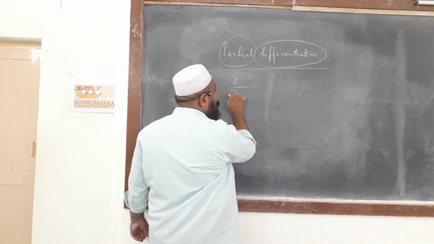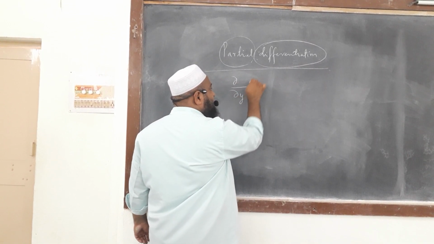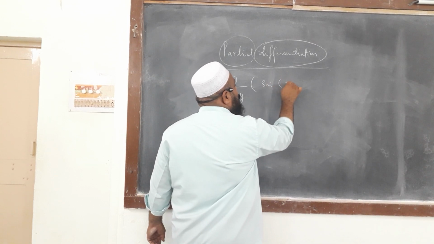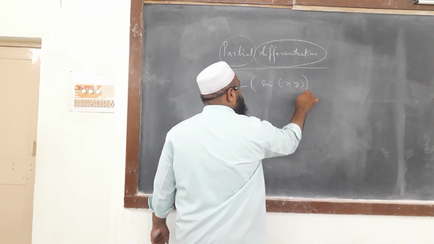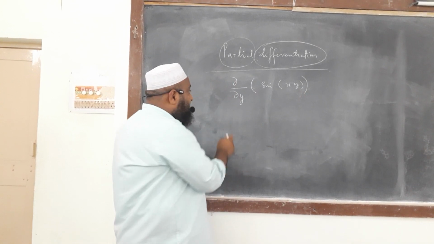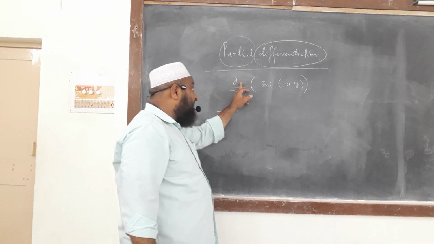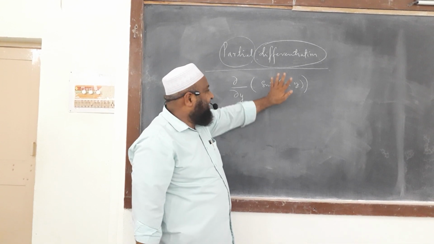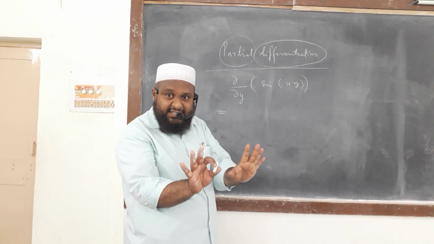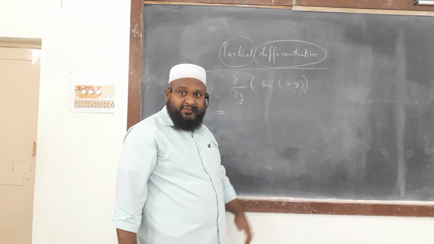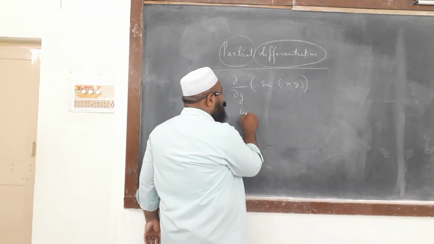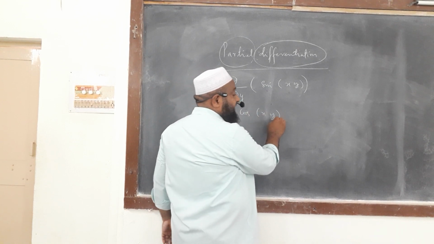Now, what is dou by dou y of sine of xy? Then it is the partial derivative of this function with respect to y. Then same rules of differentiation. So when sine comes, we will be taking cos. So what comes now? Cos of xy.